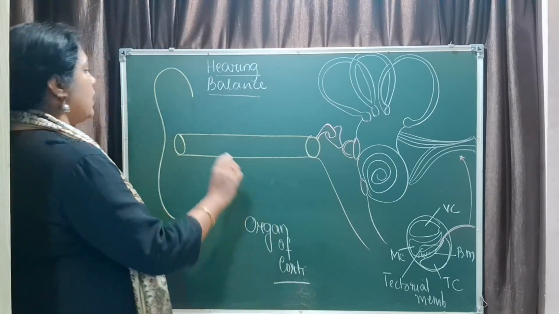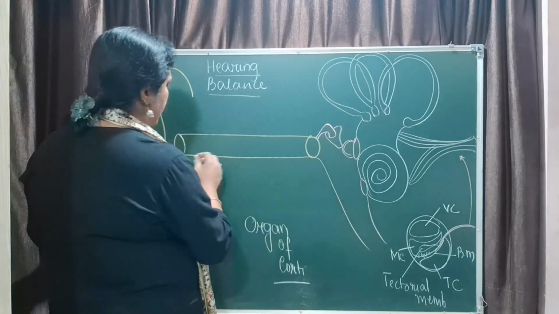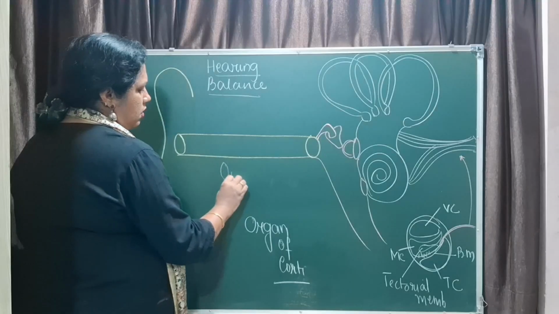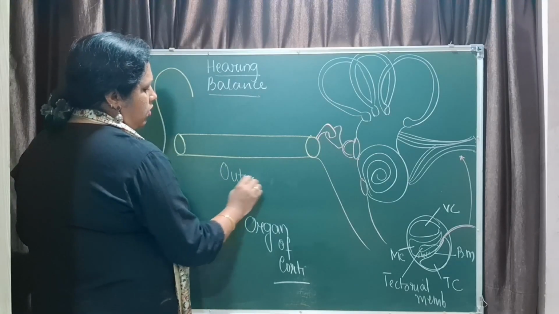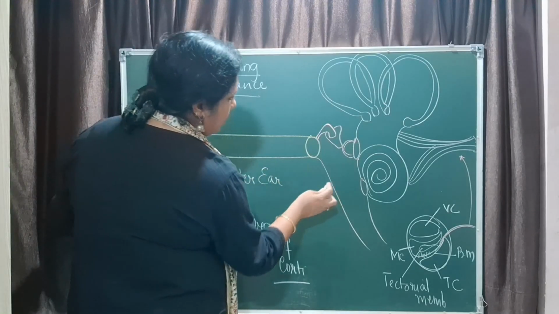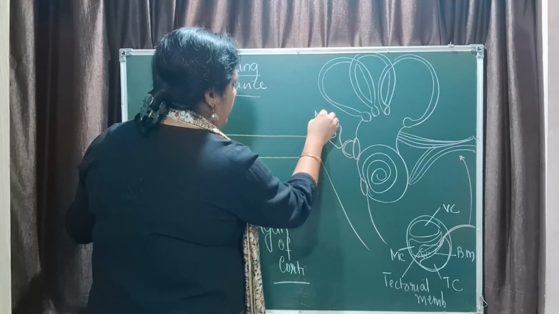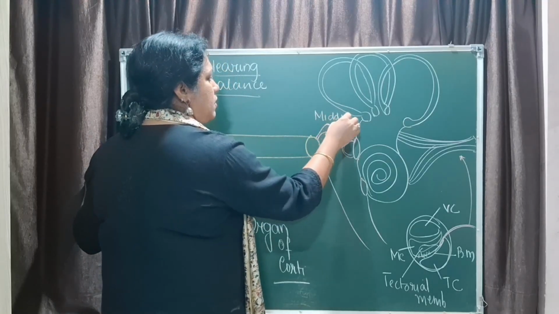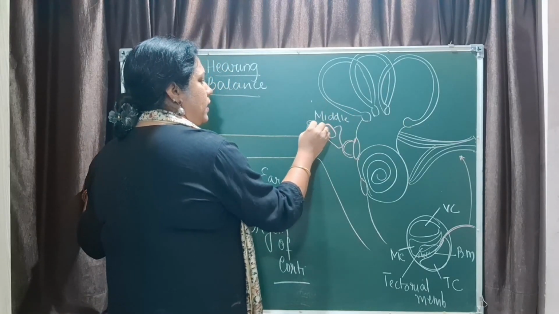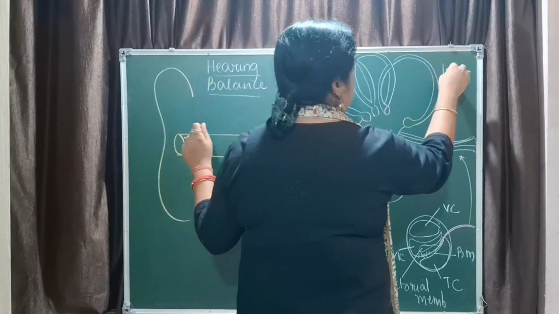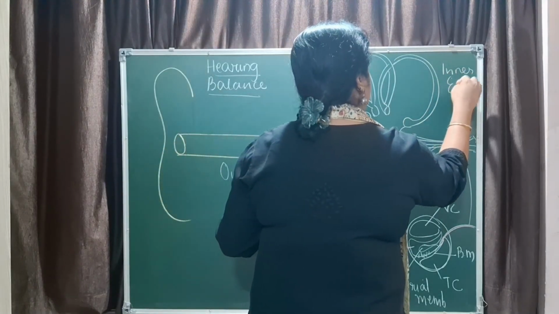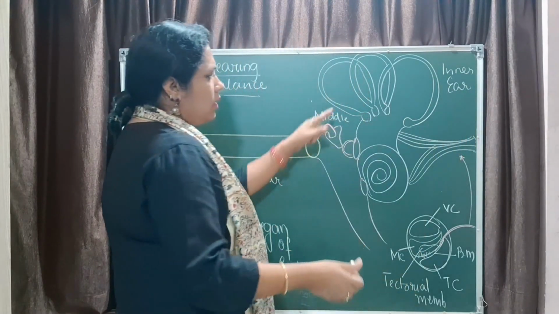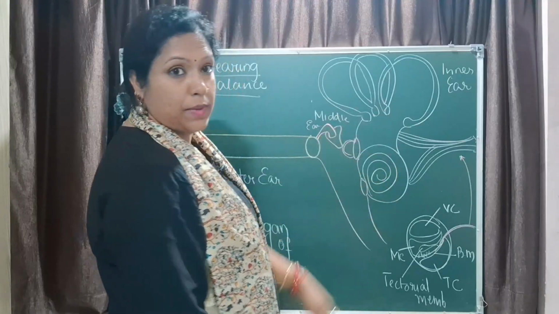First, understand the structure of the ear. The yellow part, what you can see, is the outer ear. The middle part, the pink part, is the middle ear, and this white part is the inner ear. Now the inner ear is responsible for hearing as well as for balance.